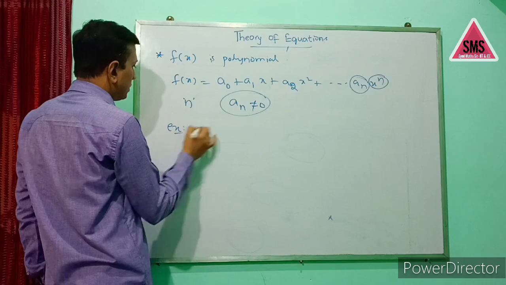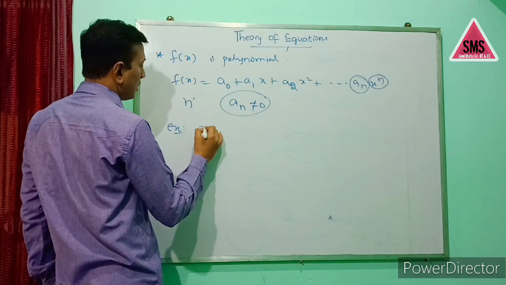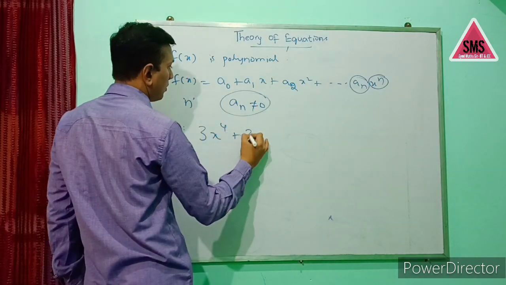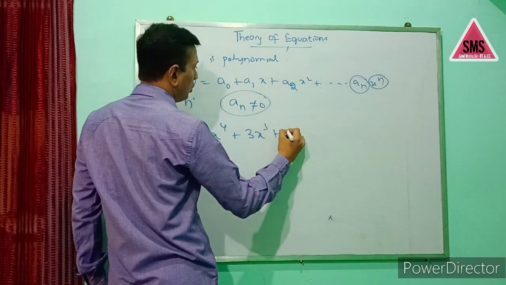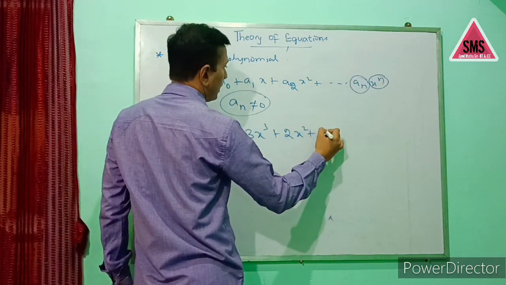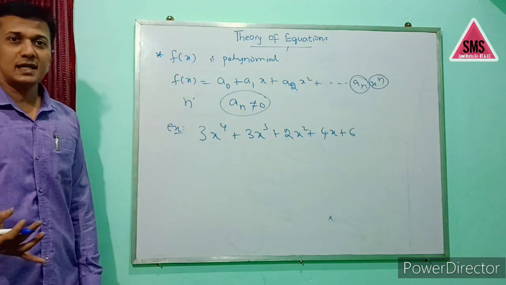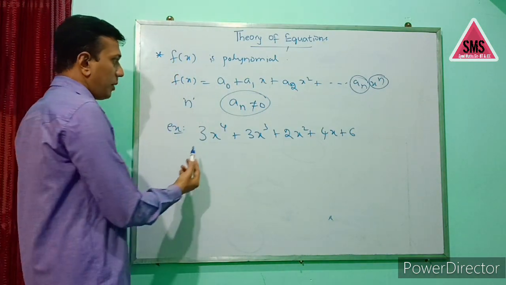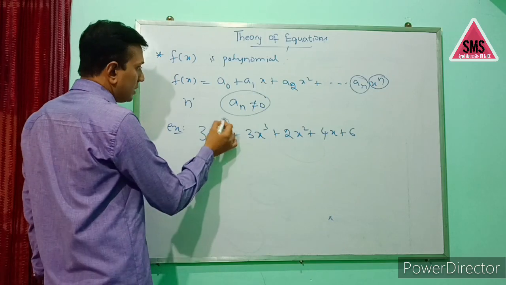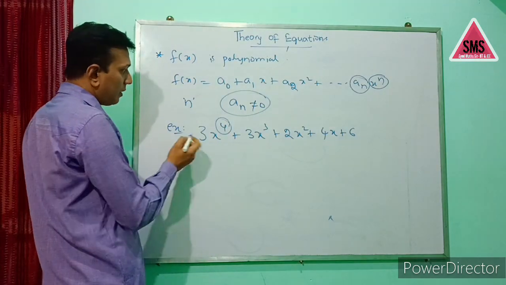Example, 3x power 4 plus 3x cube plus 2x square plus 4x plus 6. It is a polynomial. So what is the degree of this polynomial? Among all the terms, what is the highest degree? So 4 is the highest degree.